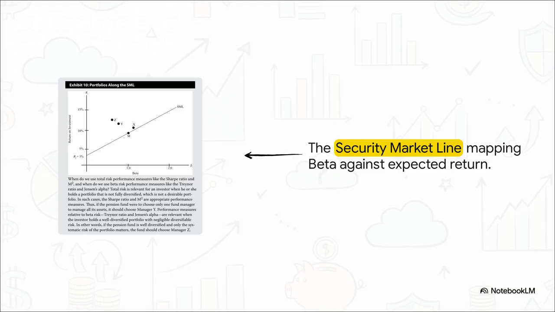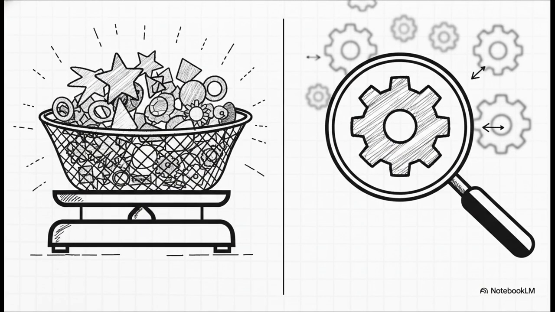You've got beta, our measure of systematic risk, running along the horizontal x-axis and expected return on the vertical y-axis. The line starts right at the risk-free rate on the y-intercept and passes exactly through the market portfolio where beta equals 1. Because of this, any individual security's expected return can be mapped directly onto this line based purely on its beta. Now, it is incredibly critical that we don't confuse our two lines.